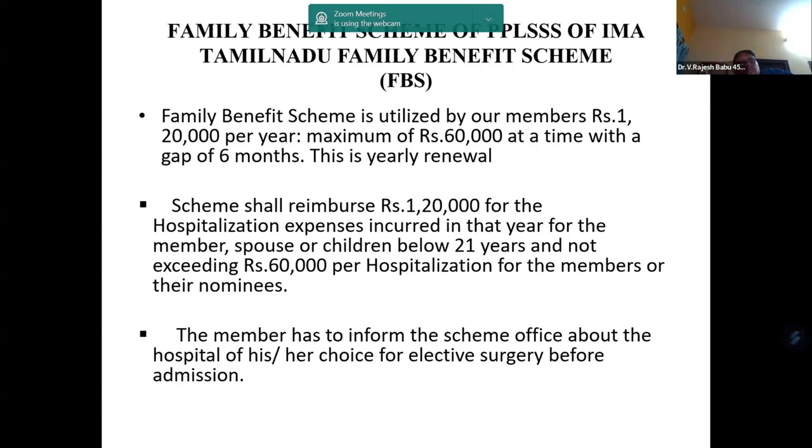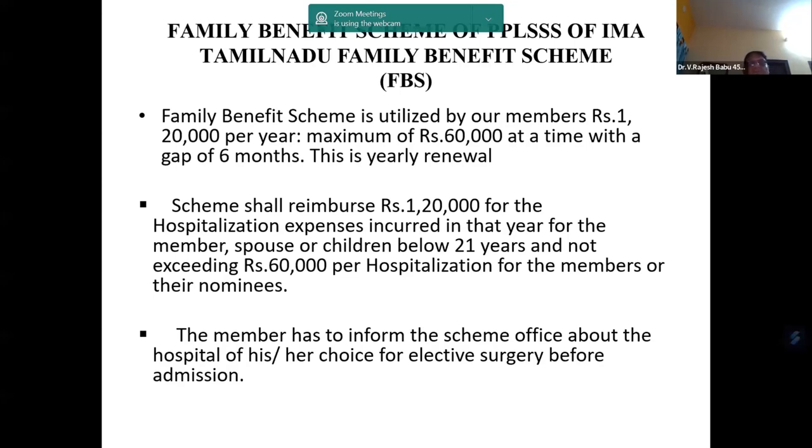And another thing is, in the same, they have created a family benefit scheme. Family benefit scheme is nothing but a health insurance scheme actually. That is, the family benefit scheme is utilized by our members. It is like Mediclaim, 1,20,000 only per year coverage, and maximum 60,000 at a time, with a gap of 6 months. This is the yearly renewal. We need to do a yearly renewal like any other Mediclaim insurance.